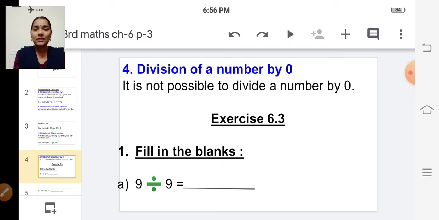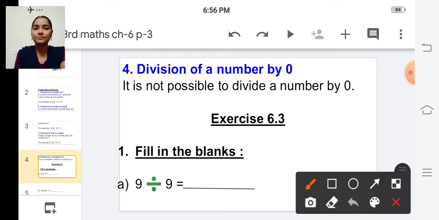Exercise 6.3. First question, fill in the blanks. Part A, 9 divided by 9. We are going to divide a number by itself, so what will we get? We will get the quotient as 1. If we divide a number by itself, then we get the quotient as 1. So, we have to write 1 here.